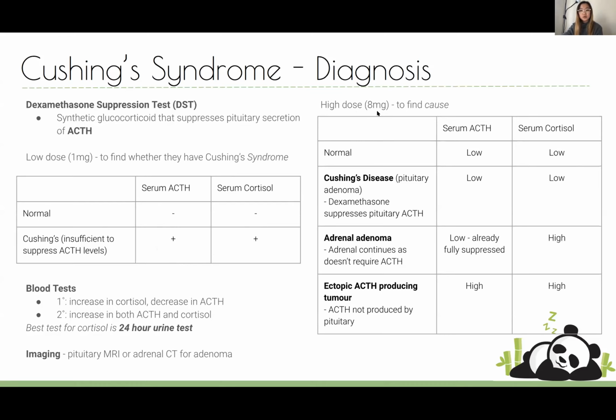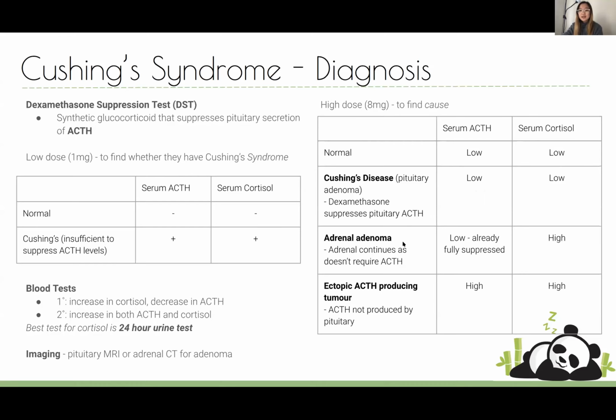So you give them more, 8 milligrams, to find the cause. If they have Cushing's disease, which is the pituitary adenoma, then that high dose will be enough to suppress the ACTH, and so you'll get low serum ACTH. And because of that, your cortisol also decreases, because it's only in reaction to the increase in ACTH.